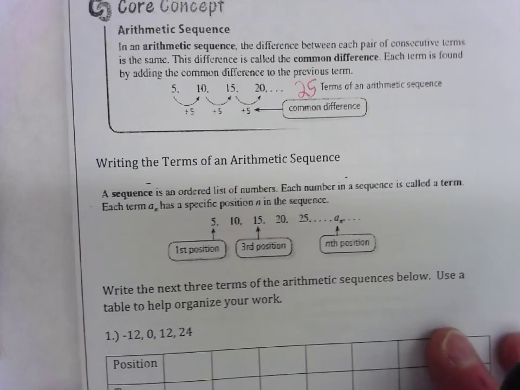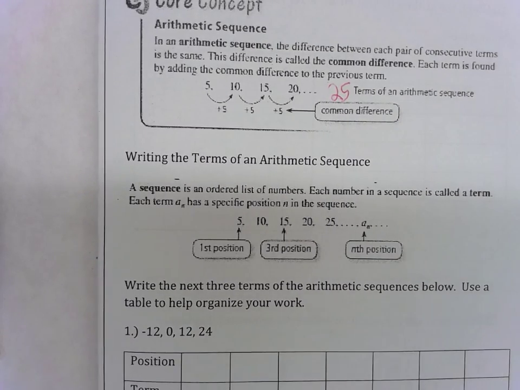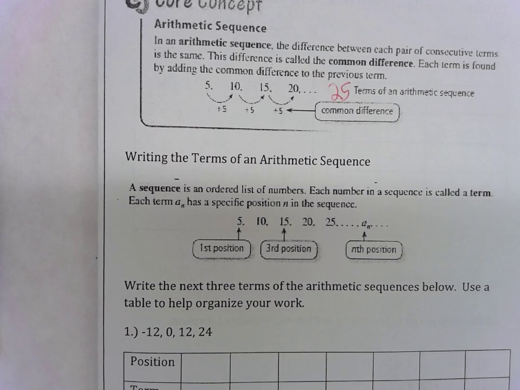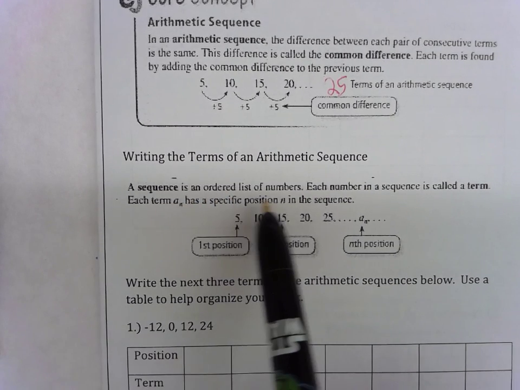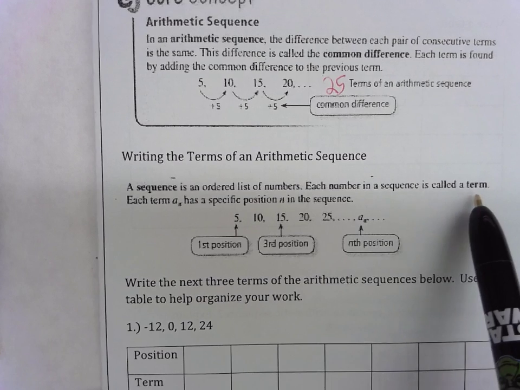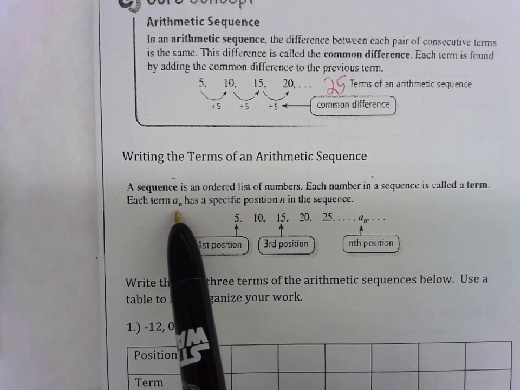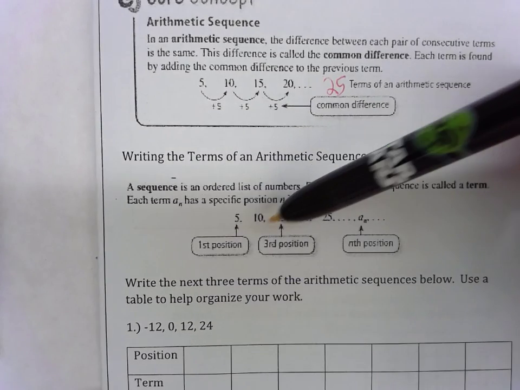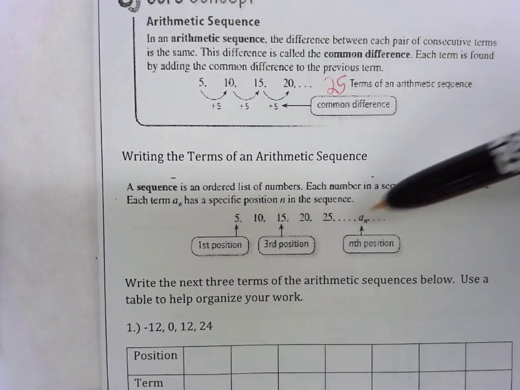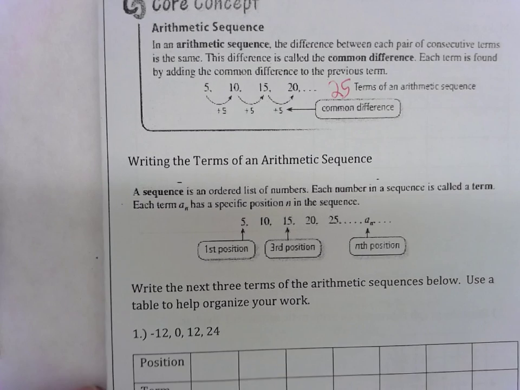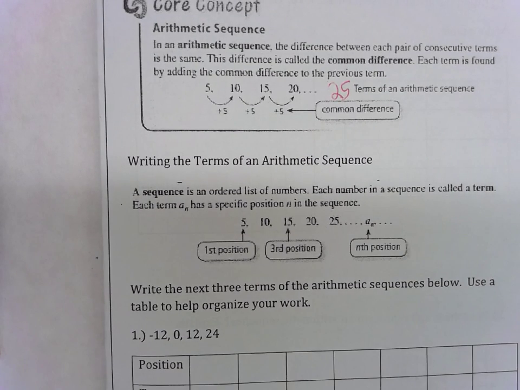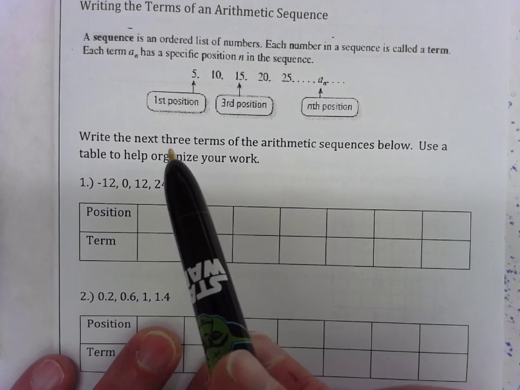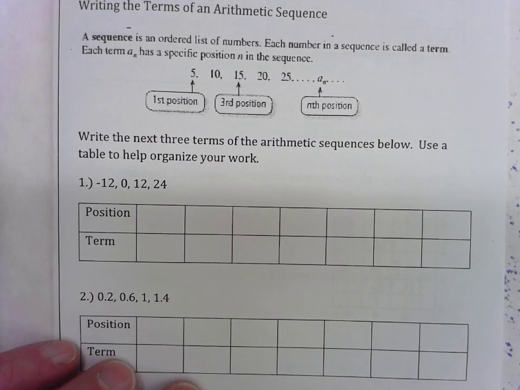So if we move down to the center right here, we're talking about writing the terms of an arithmetic sequence. A sequence is an ordered list of numbers. Each number in a sequence is called a term. Each term, a sub n, has a specific position, n, in the sequence. So first position, second, third, fourth, fifth, and so on to the nth position. In examples 1 and 2, we are going to be writing the next 3 terms of the arithmetic sequence.